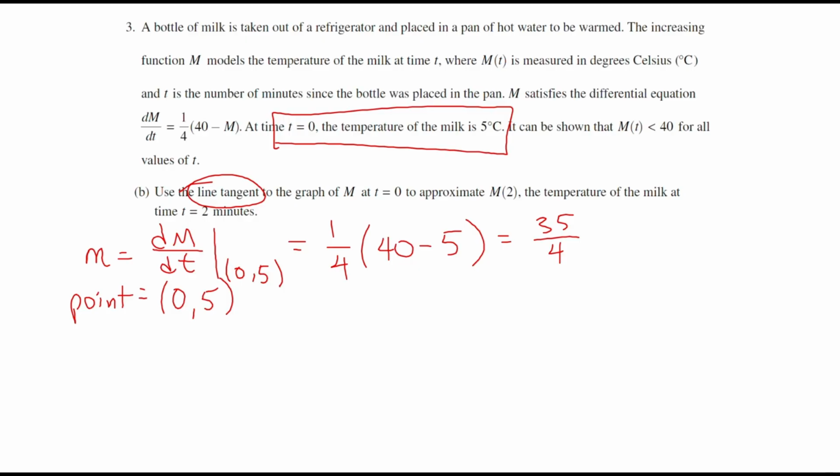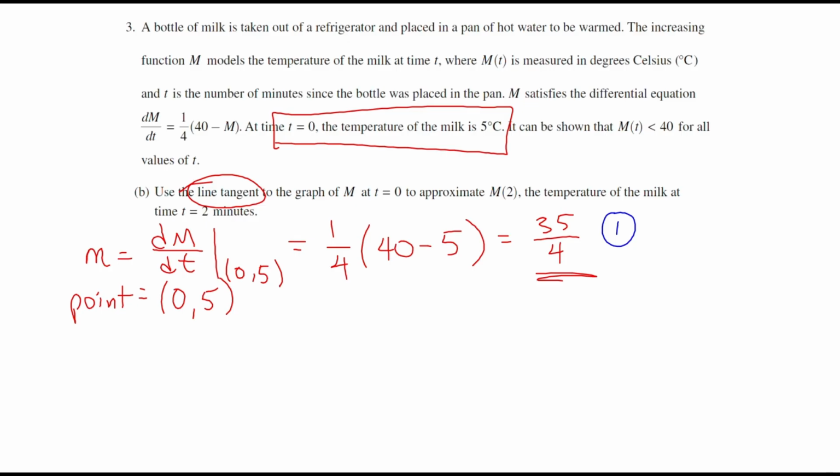So we're getting 1 point here for just finding this slope. Right? So we got 1 point here for finding the slope. And then we get a second point for actually writing the equation of the tangent line and then using it to approximate m of 2.